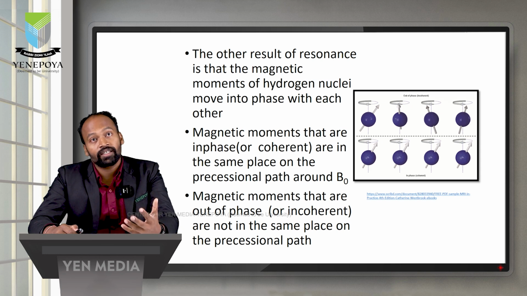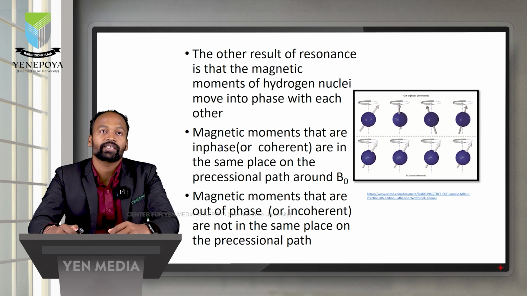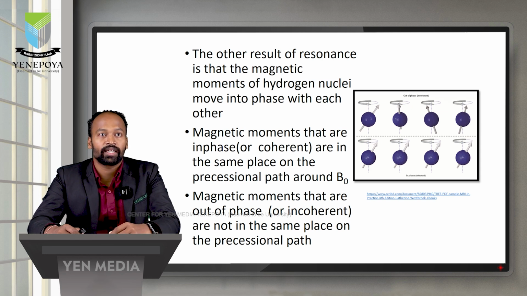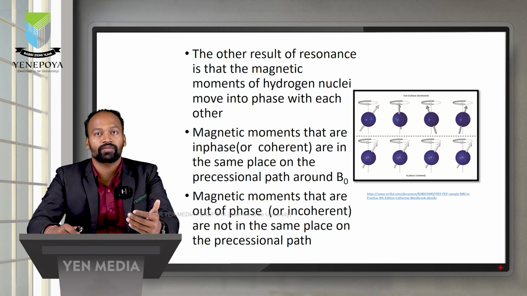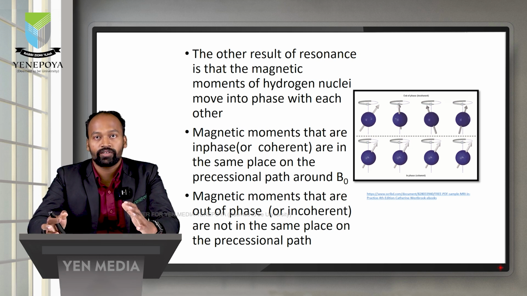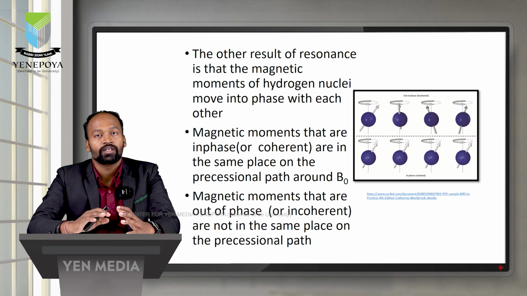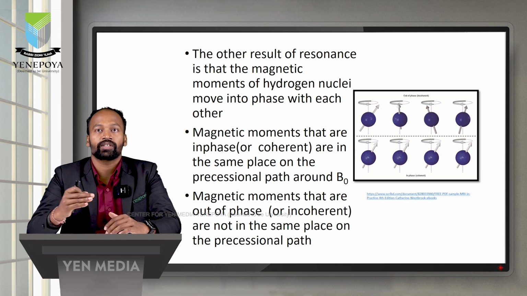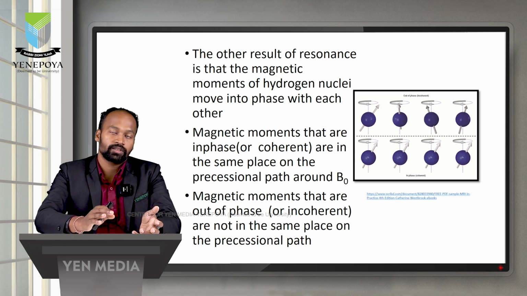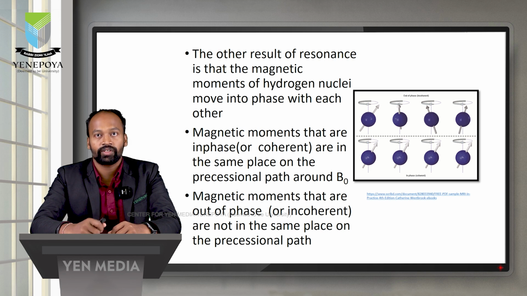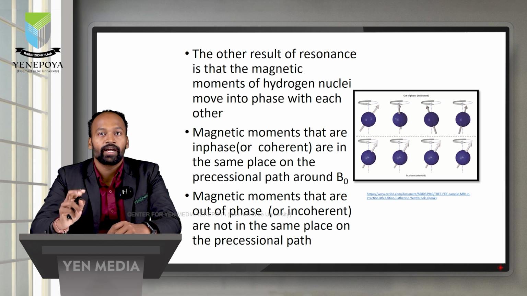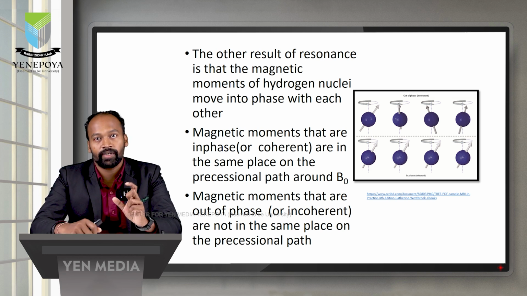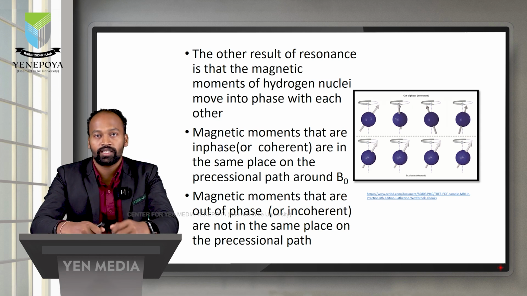Next, another result of resonance is that the magnetic moments of the hydrogen nuclei move into phase with each other. Here in the picture we can see the out of phase and the in phase. Above we can see the out of phase. Out of phase means the hydrogen atoms do not receive similar energy; either they receive more or less energy, so they do not have the same speed and are not in the same direction when we give the external energy.